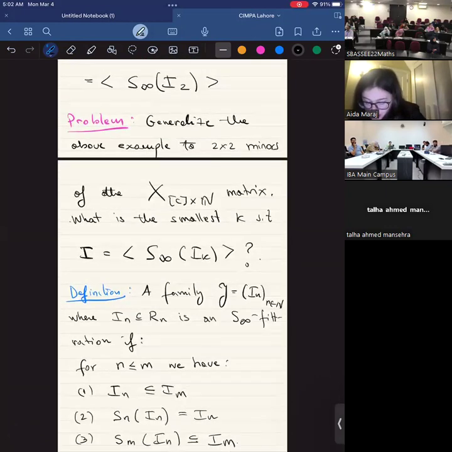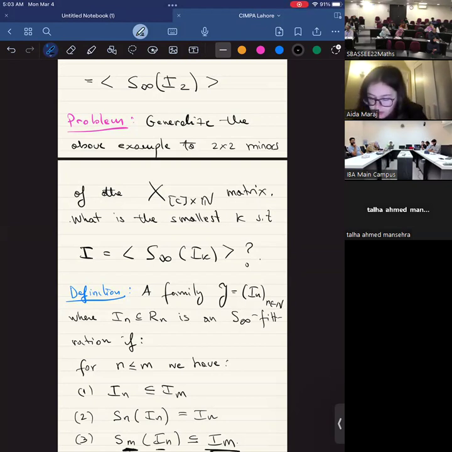The second one: applying S_n means just doing permutations on the columns. So if you do permutations on the columns, you still end up with minors in I_n. And if you take I_n and permute with a larger m, you will land in minors that are in I_m. This is called an S-infinity filtration.